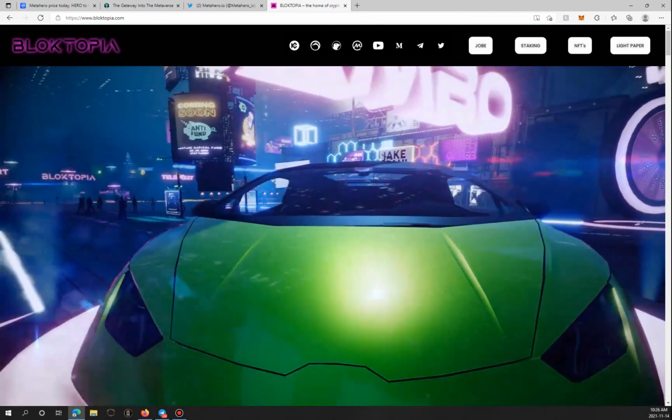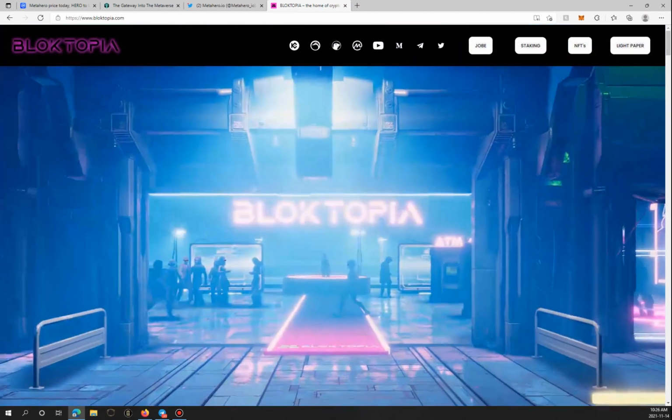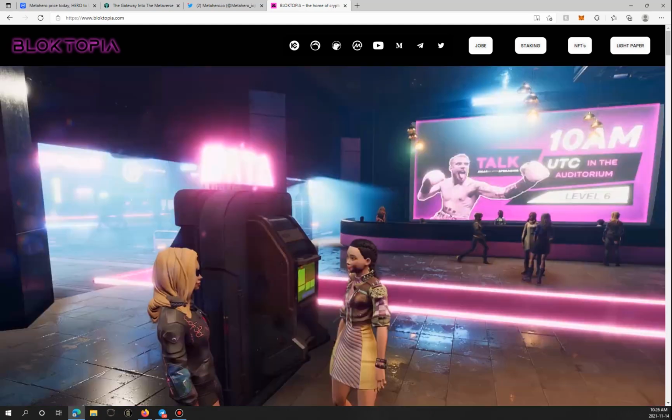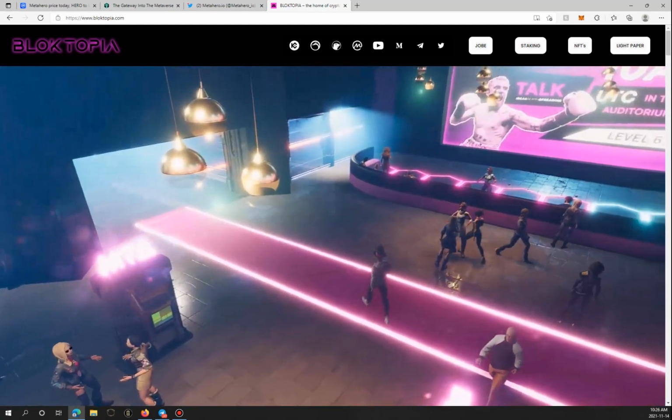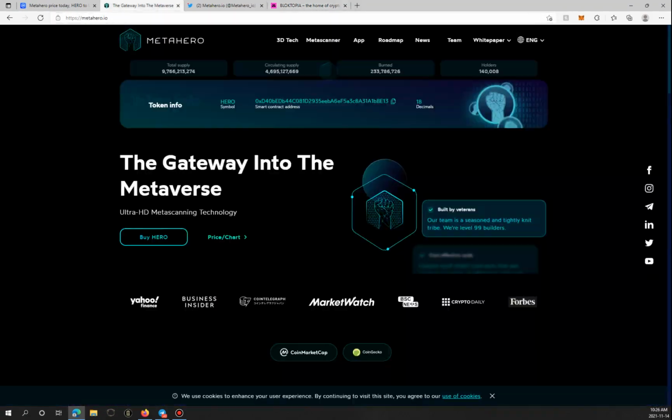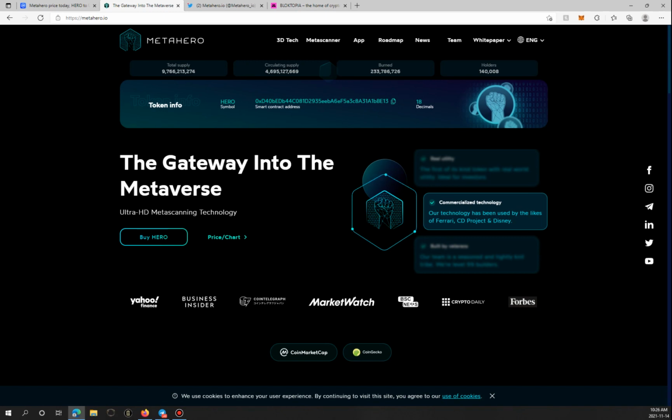This to me could be a catalyst for shooting MetaHero to its next level. This could be the catalyst for shooting MetaHero back to the next leg. I could see it shooting up to 18 cents again, or even an all new high, and then settling back down to 15, maybe 16 cents. That's my prediction. It's not financial advice.